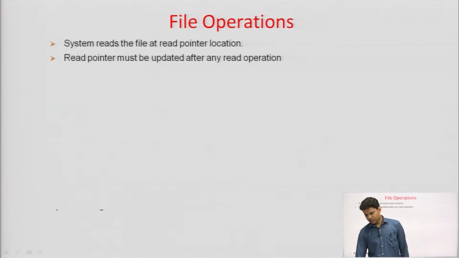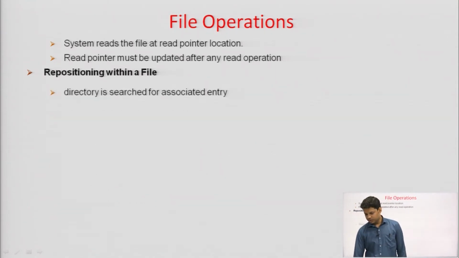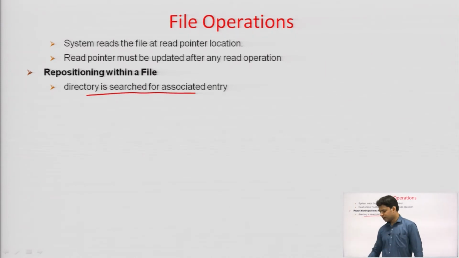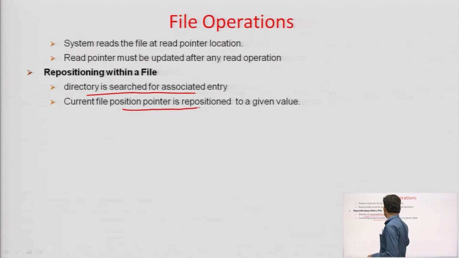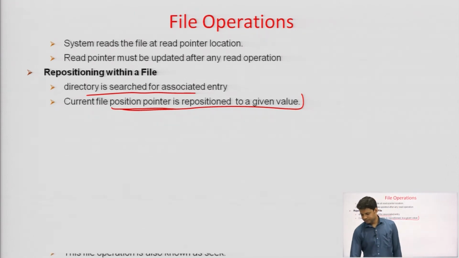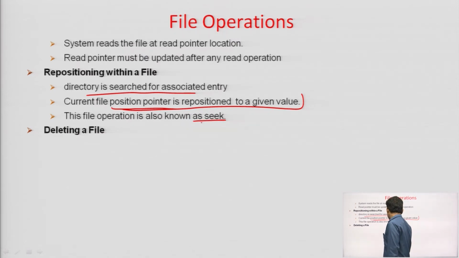Some other types of operations, like repositioning within a file. If you want to reposition, again the directory is searched for the associated entry, and the current file position pointer is repositioned to a given value. Like if you want to move within a file from one position to another, then you must modify the position pointer. Okay, this file operation is also known as seek.